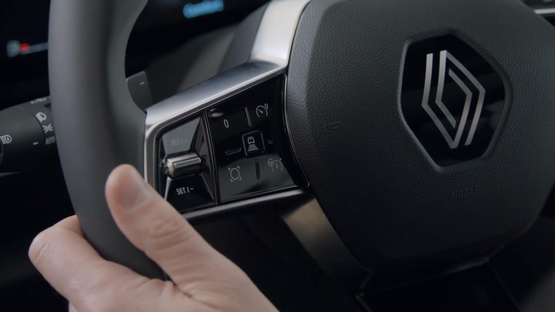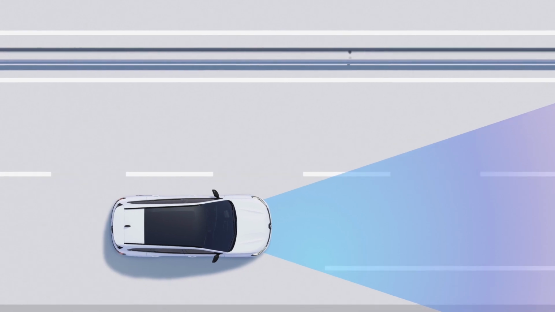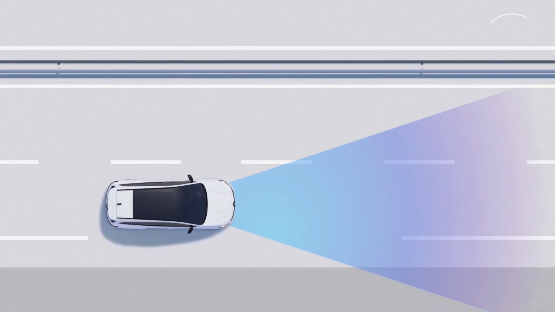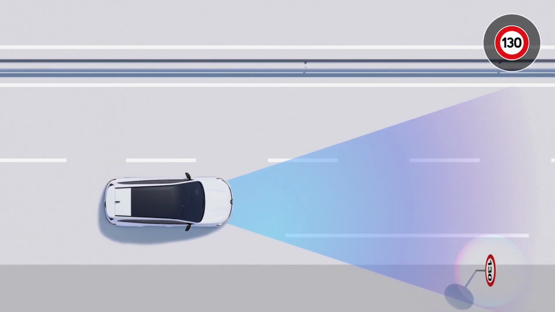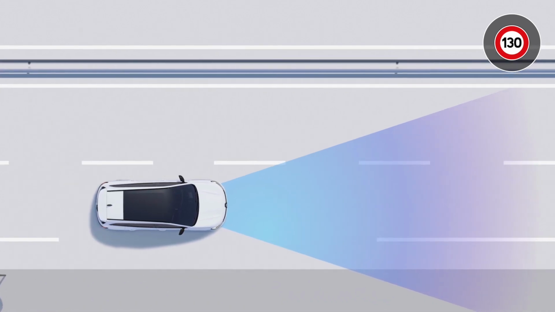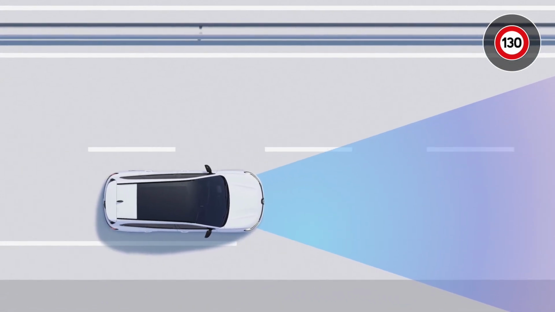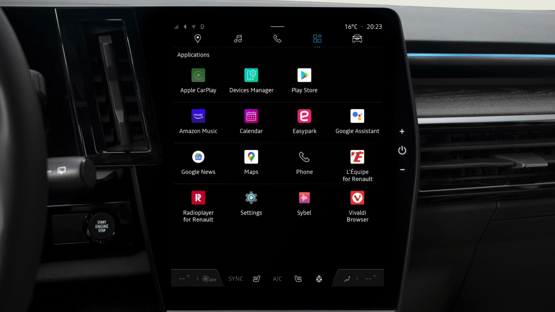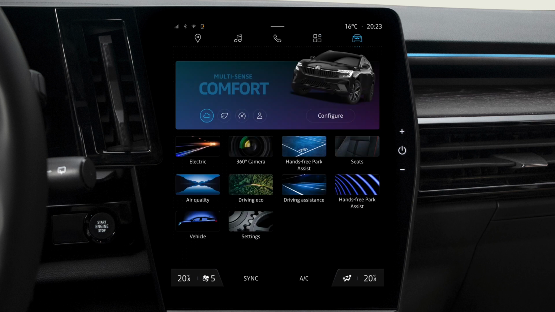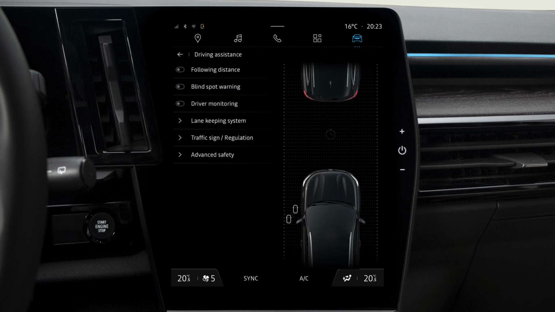Lastly, you can combine stop-and-go adaptive cruise control with traffic sign detection. You'll find this setting in the vehicle section of the Open R-Link multimedia system. Select Driving Assistance. Then open the Traffic Sign Regulation menu.